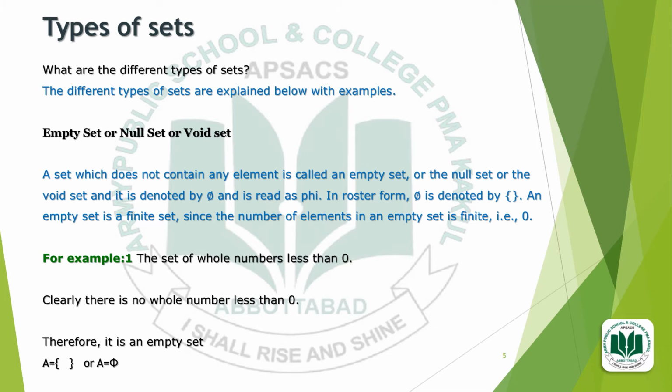Empty set is denoted in two ways. One way is A = {} or A = phi. But one thing keep in your mind, students, don't put the symbol of empty set in curly brackets. It is wrong. If you put the symbol of empty set in curly brackets, it is considered to be a singleton set.